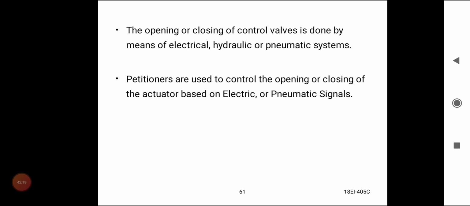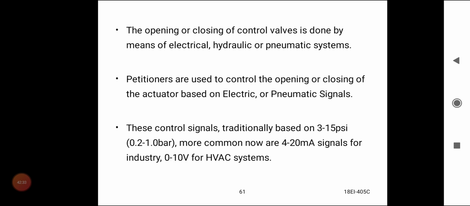The positioners are used to control the opening or closing of the actuator based on the electric or pneumatic signals. These control signals are traditionally based on 3 to 15 psi, pounds per square inch, that is 0.2 to 1.0 bar.